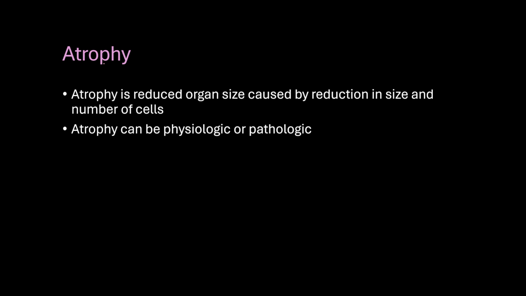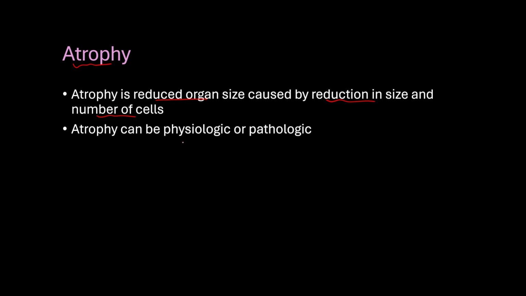Now moving on to the next cellular adaptation, and that is atrophy. Atrophy is reduced organ size caused by reduction in cell size and number of cells. And atrophy can be caused by decreased blood supply, denervation, which is loss of the nerve signal to a specific organ, decrease in nutrients, decreased hormonal stimulation, or aging, which is senile atrophy.